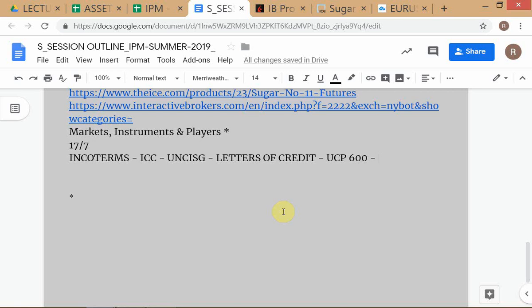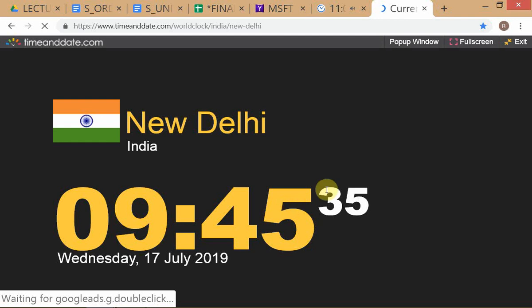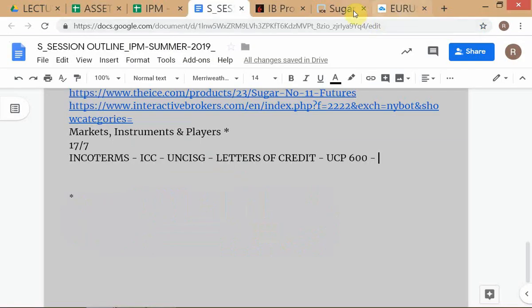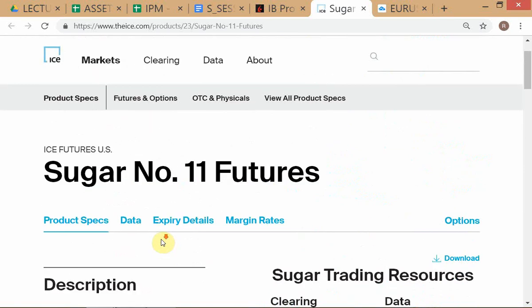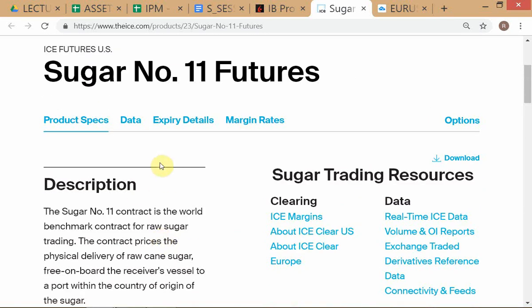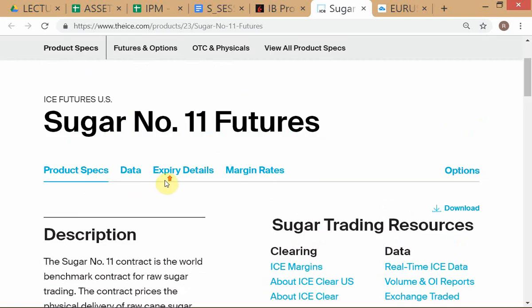Okay, all right guys, so we were talking about all this stuff that you have to learn. This entire discussion starts from the sugar contract. When you look at the contract specifications, first is the error correction from the previous day. The NY board is not a part of the CME Group, it's a part of ICE. It's a different exchange. And this is a very important sugar contract. This is called the World Sugar Contract.